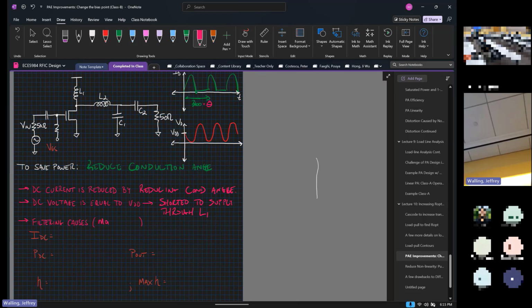Now I'm going to say more or less, because depending upon the quality factor of that matching network, how we actually design that matching network, this might not be a good filter. But ideally, it's going to cause a sinusoid at the load.